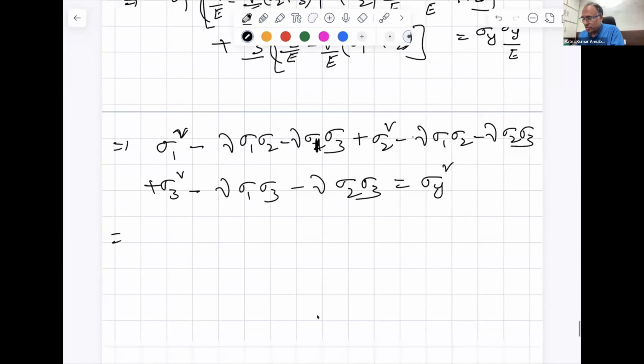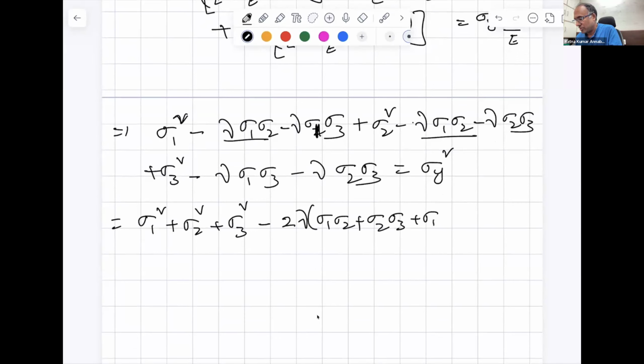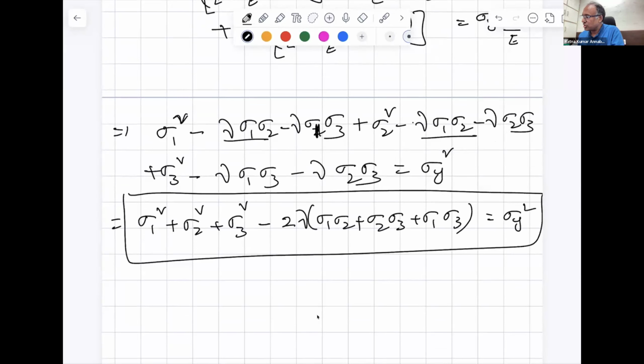That is equal to sigma 1 square plus sigma 2 square plus sigma 3 square minus 2 times mu times sigma 1 sigma 2 plus sigma 2 sigma 3 plus sigma 1 sigma 3, because everything comes together, that is equal to sigma y square. That is your total strain energy theory.